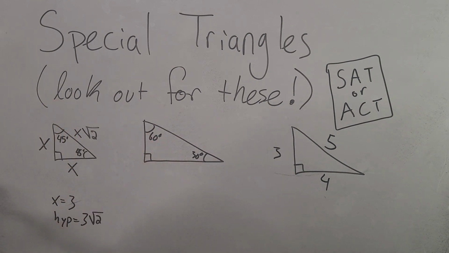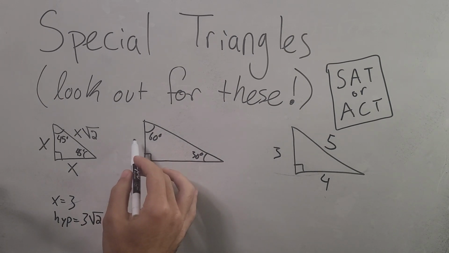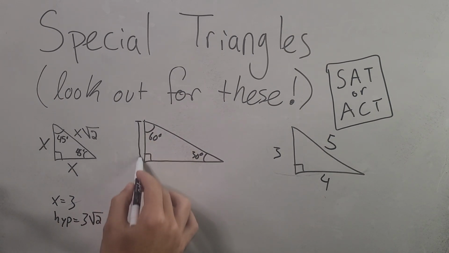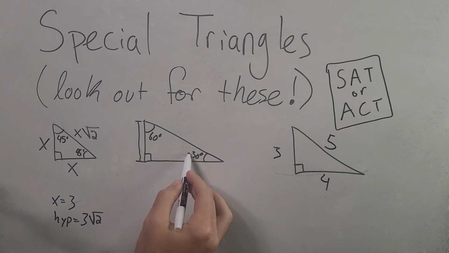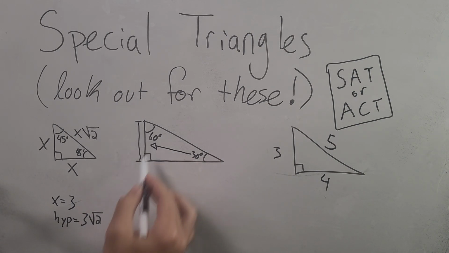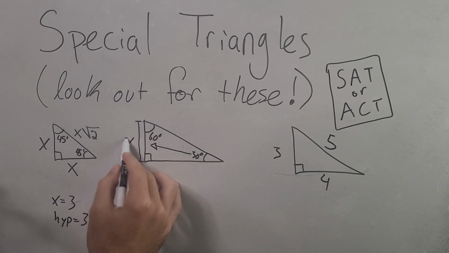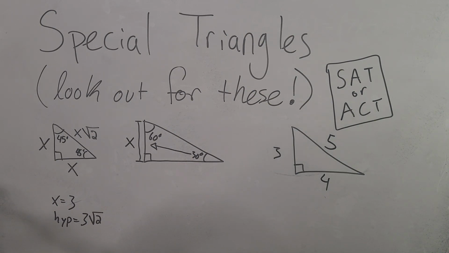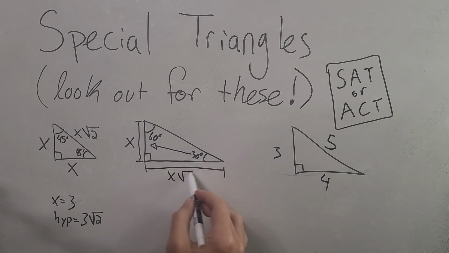Similarly with a 30-60, it's a little bit different with the proportions. Here's how they look. We have the shortest leg, the shortest side, which by the way is always across from the 30-degree angle. That is going to be x. Now we have another leg. It is longer, and this is going to be x square roots of 3.